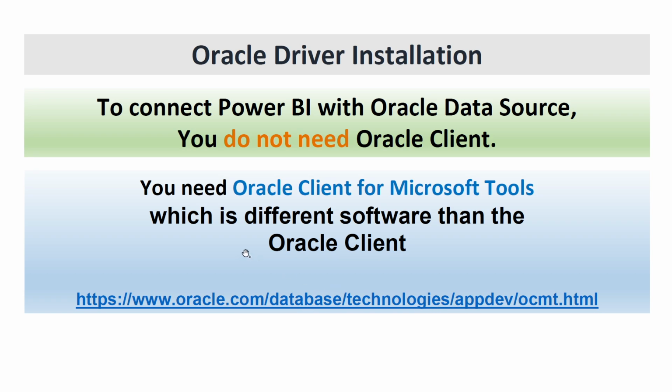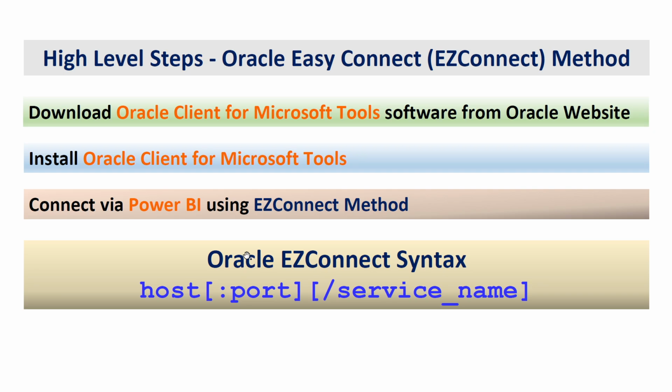Now, once you install, there are two ways you can connect to the Oracle database, and I'll explain both the ways. First, downloading the Oracle client remains common in both the methods. So the same software will be used whether you use method 1 or method 2. In the first method, we will download the Oracle client for Microsoft Tools from the Oracle website, install it, and connect via Power BI using the Easy Connect method.